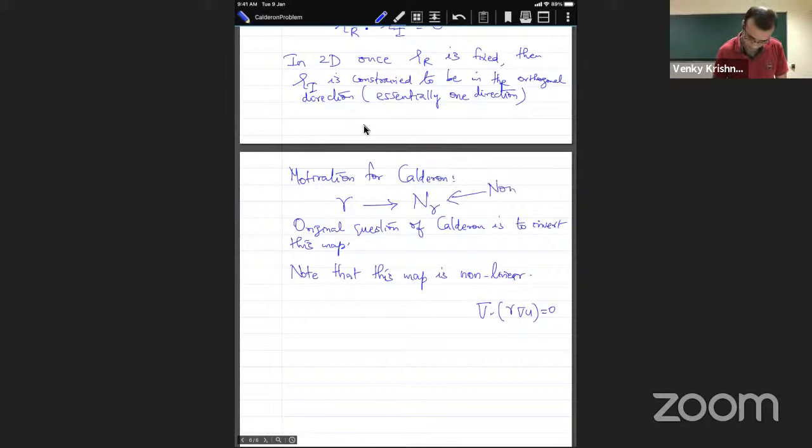By this I mean this map is non-linear, right? Why? Because once this gamma is fixed, it's a function in omega. Once the gamma is fixed, then this is linear. But suppose you change gamma. Suppose you have two different gammas, gamma 1 and gamma 2, and you put Dirichlet value f.